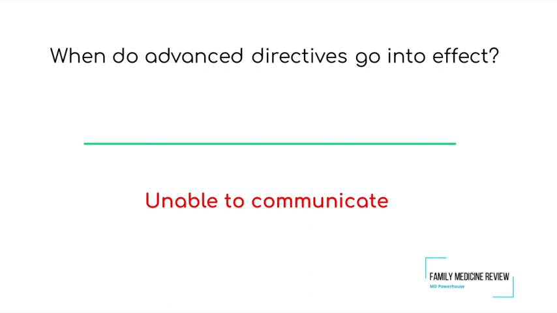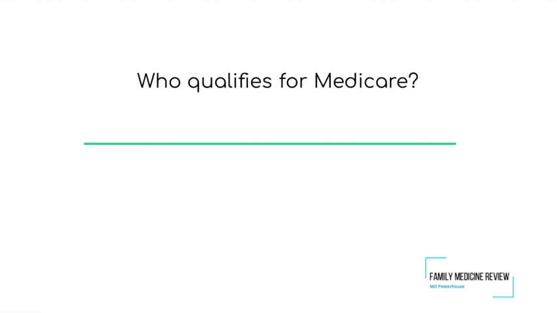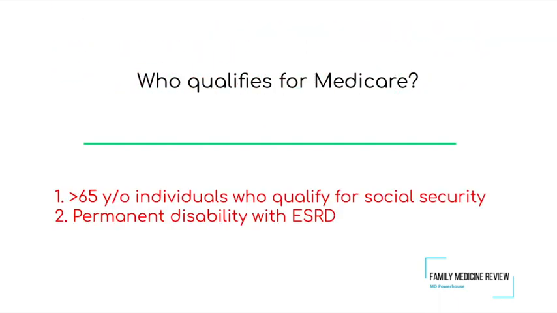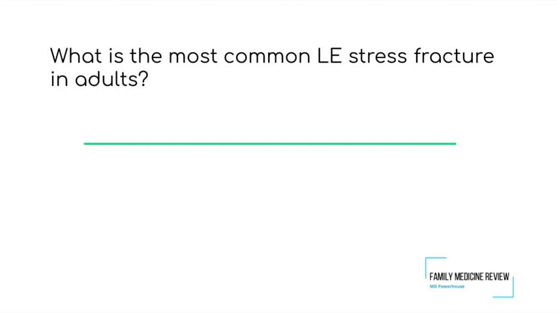Who qualifies for Medicare? Individuals who are greater than 65 years old who qualify for Social Security, and those who have permanent disability or end-stage renal disease. What is the most common lower extremity stress fracture in adults? A tibial stress fracture. So this is very common in runners.